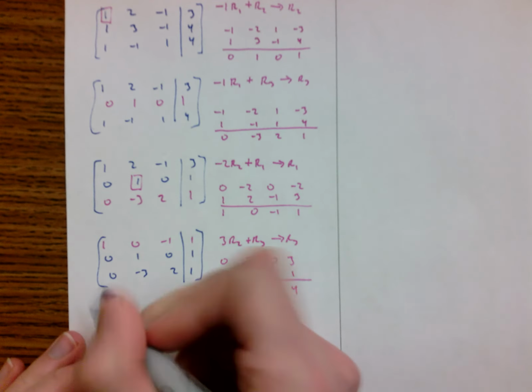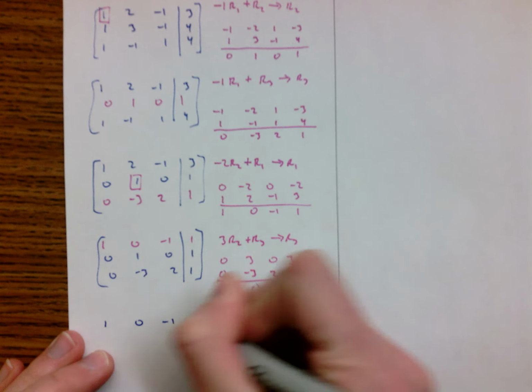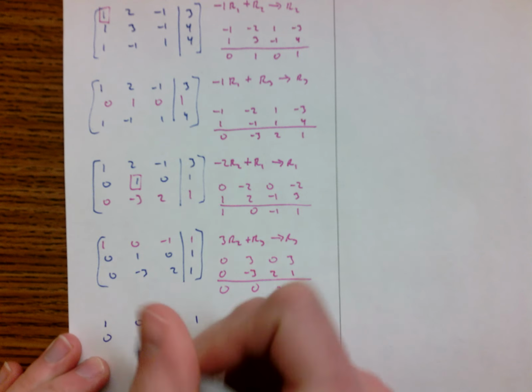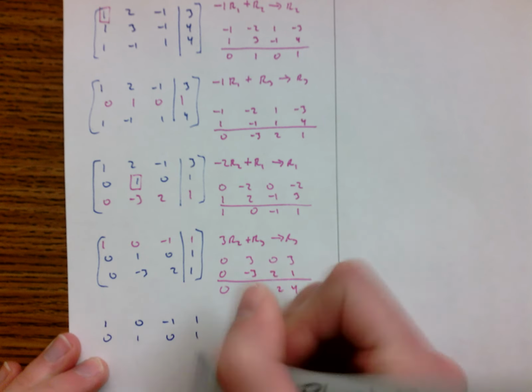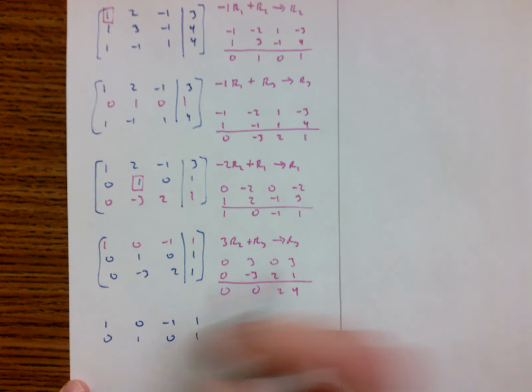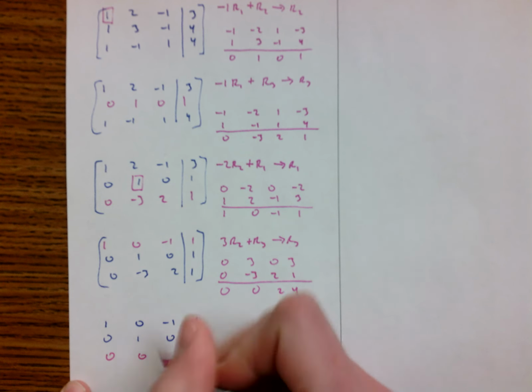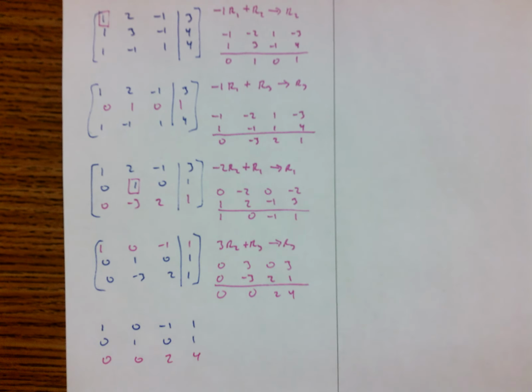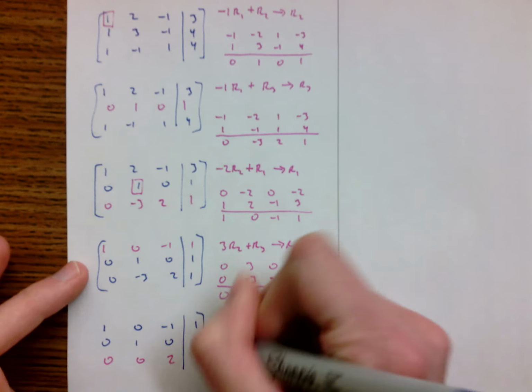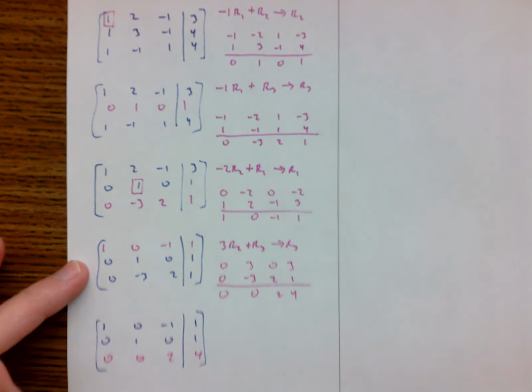All right, so again, top row didn't change. Second row didn't change. And I said I was going to put this in the third row. So 0024. All right, and we're getting there.